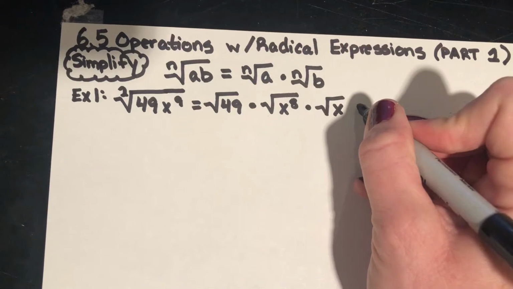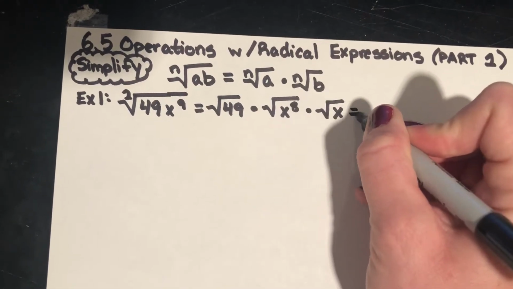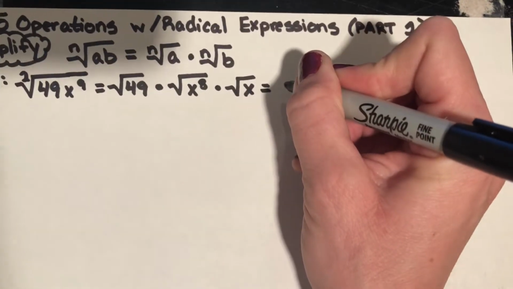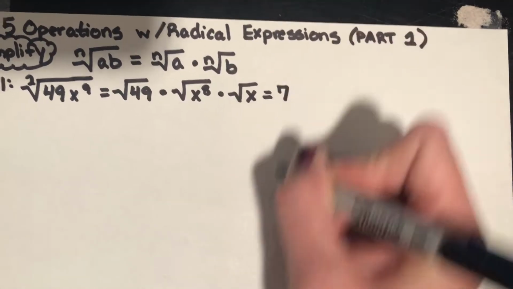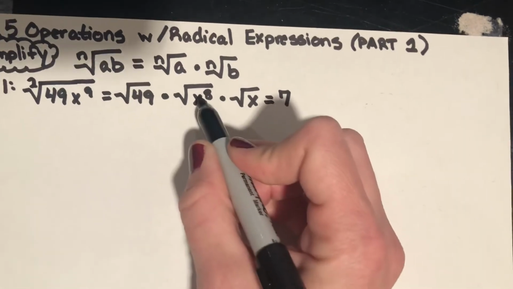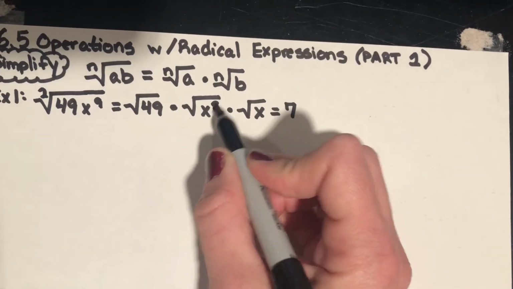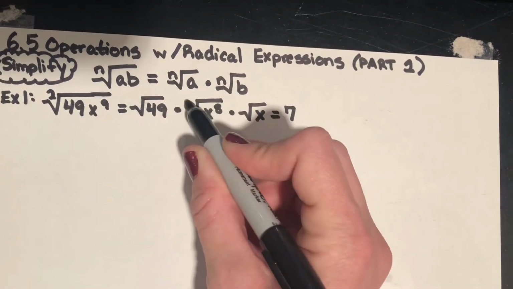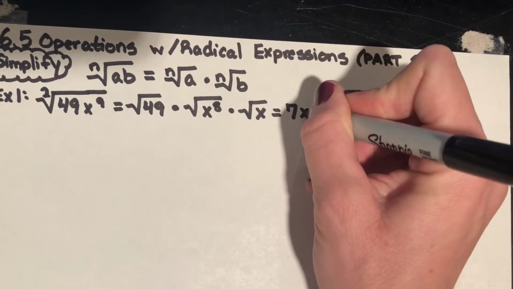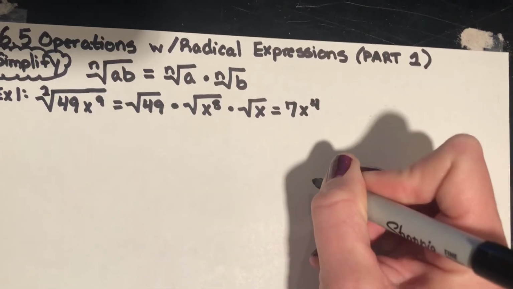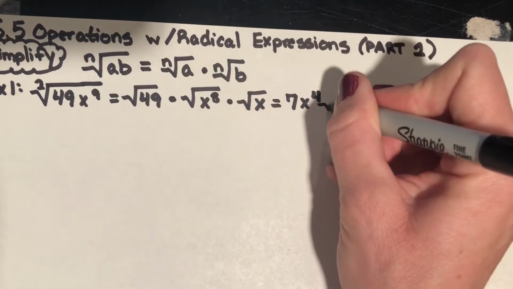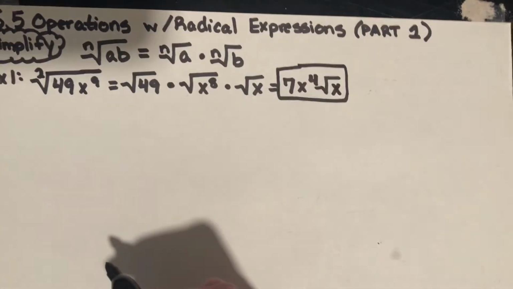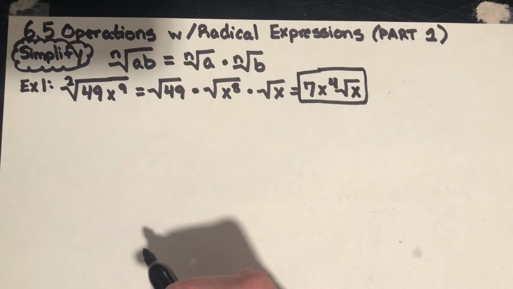So let's further simplify this. We have root 49, we know is 7. Well, as we learned in our last video, x to the 8th, we can simplify that by going 8 divided by 2, and we are going to get x to the 4th. And finally, we are left over with root x. This right here would be our most simplified version.